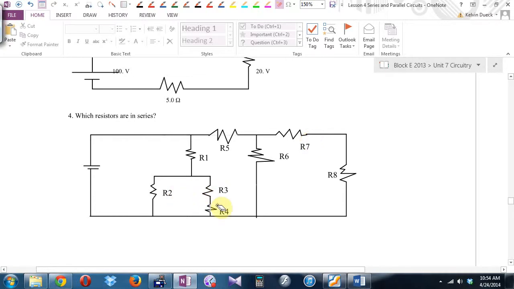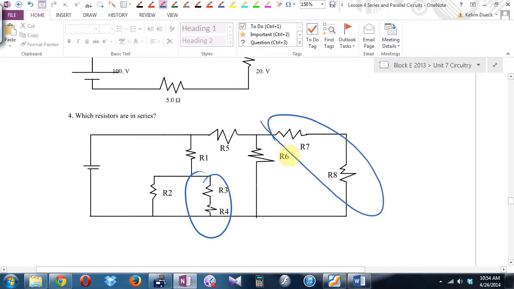R2, R3, R4? No, because some skiers go this way, some skiers go that way. You guys are way overcomplicating this. R3 and R4, all the same skiers have to go through those two hills. What else? There's one more. R7 and R8. All the same skiers go down those hills. Everything else, there's junctions. They can't be in series.